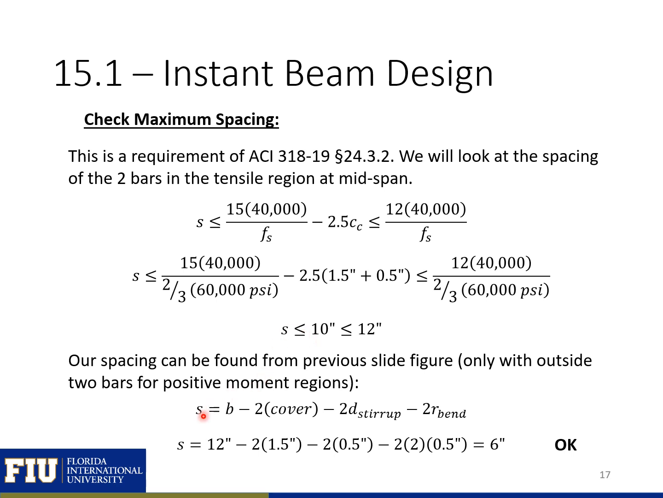The spacing between the bars is the total base width minus 2 times the cover, so we have cover on each side, minus 2 times the diameter of our stirrups, we have stirrups on each side, minus 2 times our bend radius, which will be 6 inches here. So our 6 inches is less than 10 inches, so the bars in this beam will check the maximum spacing requirements.